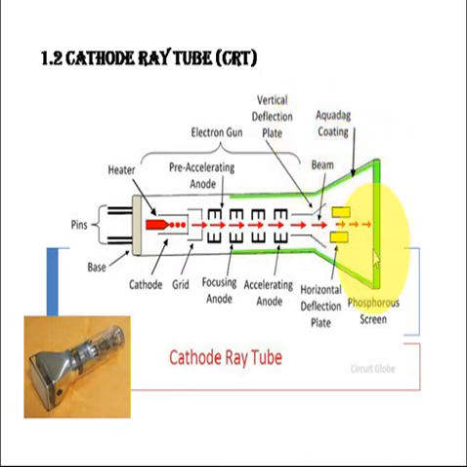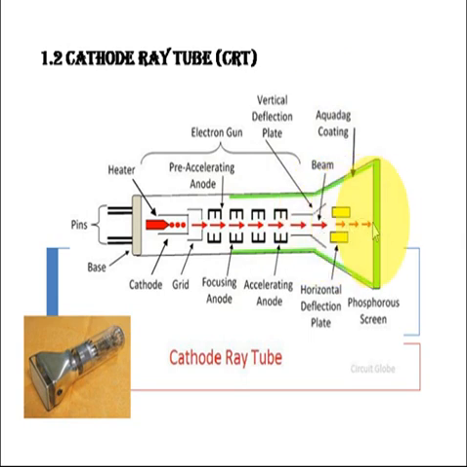Here you can see this diagram clearly. This is the screen of the CRO. This screen is coated with phosphor material, so here you can see the phosphor screen. From the screen till the focusing anode, there is another coating layer. This coating is called the Aquadag coating, an aqueous solution of graphite. So why is this aqueous solution of graphite used up to the focusing anode?